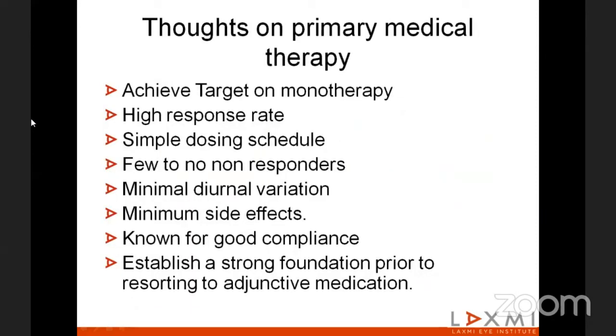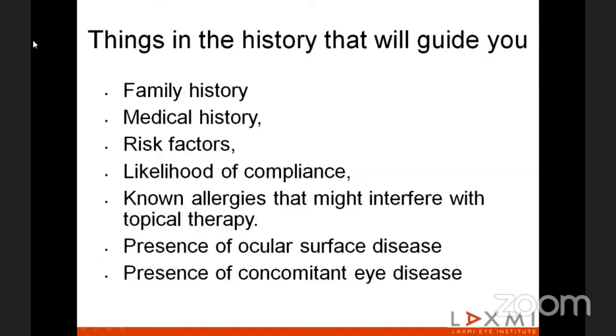There have to be certain thoughts on primary medical therapy. In my opinion, you have to try and achieve your target on monotherapy. The drug that you use must be known to give a high response rate. The dosing schedule that you use has to be very, very simple. This drug has to have few to no non-responders. There should be a minimal diurnal variation. There should be minimum side effects, and it should be known for good compliance. So before you start your treatment, establish a strong foundation prior to resorting to adjunctive medication.